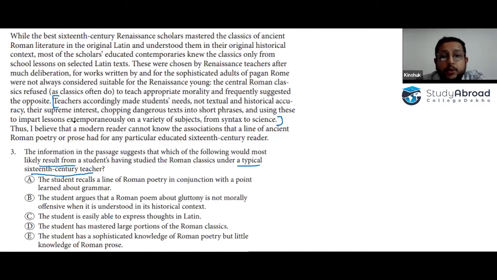And what did they do? Chopping dangerous text into short phrases and using these to impart lessons extemporaneously on variety of subjects, from syntax to science. So everything was cut down into a short part, short piece. All right, let us look at the answer choices now.